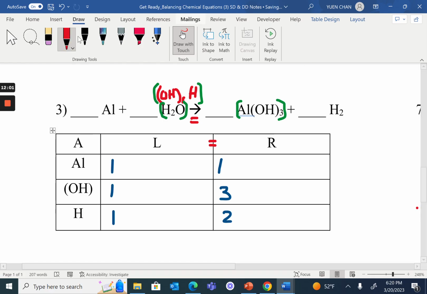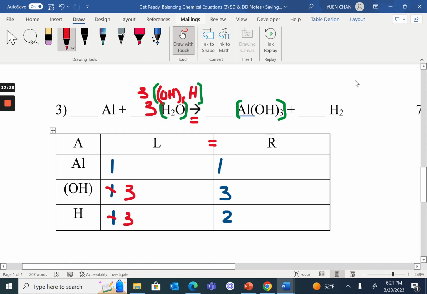So what you can do is either one. You can try to balance the OH, or you can balance the H, whichever you want. Let's say I'm going to balance the OH. How can I make the left-hand side 3? I'm going to put 3 in front of water, so 3 H2O. Then I change my OH to be 3, and then I change my H to be 3.